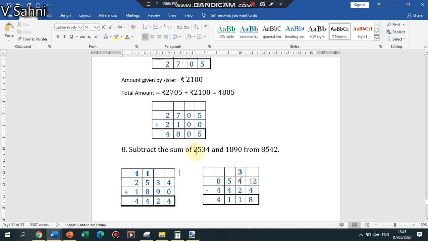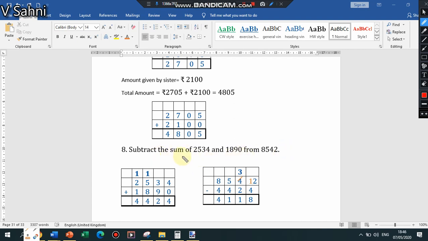Subtract the sum of 2534 and 1890 from 8547. Before I even begin this, I hope you all remember when I taught you initially what you mean by this word "from". So what do you mean? If I say subtract B from A, so you are going to do A minus B or B minus A? Subtract B from A. B from A means A minus B. Okay, another question. Subtract P from Q. What are you going to do? Q minus P. Subtract 10 from 13. What are you going to do? 13 minus 10.